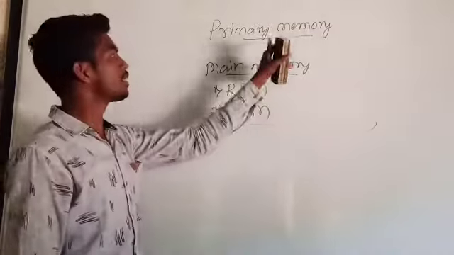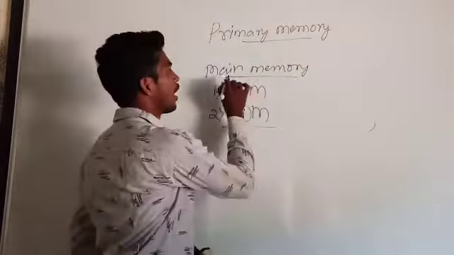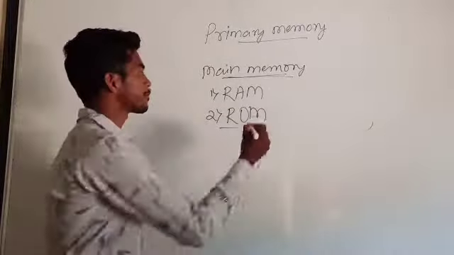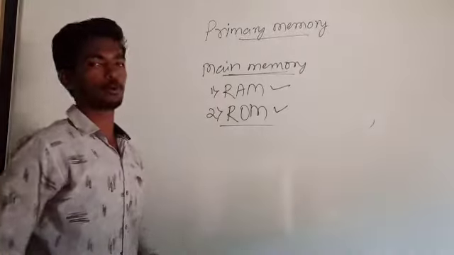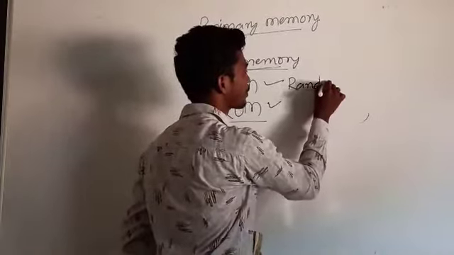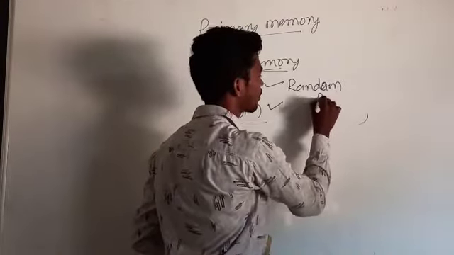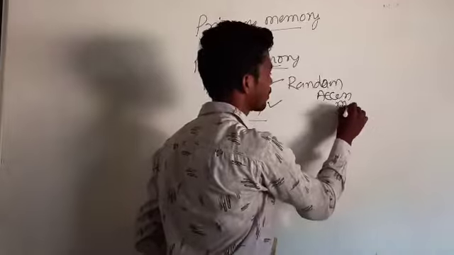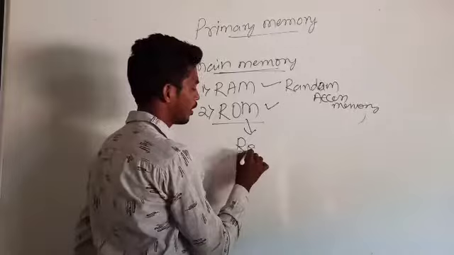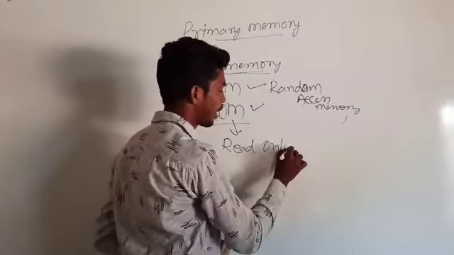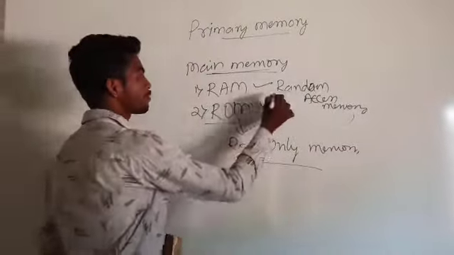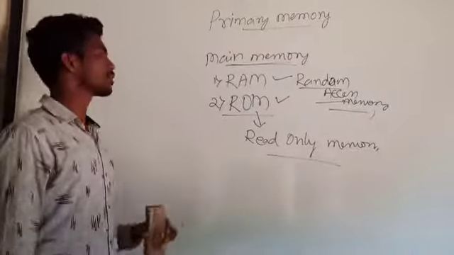This primary memory is a type of internal memory, and it's also called the main memory of a computer. It has two different types: one is RAM and another one is ROM. RAM means random access memory, and ROM refers to read only memory. And now we have a brief explanation about these two memories.